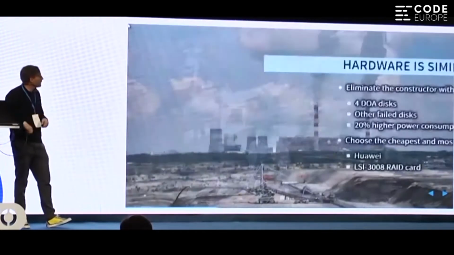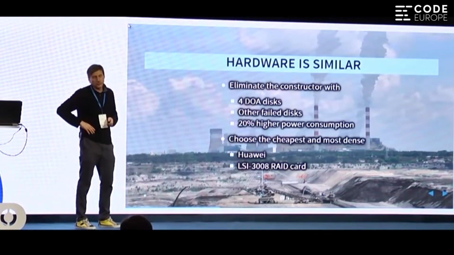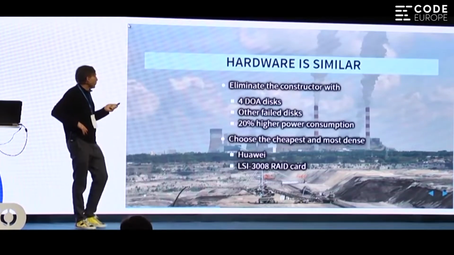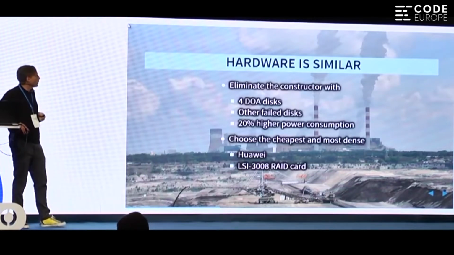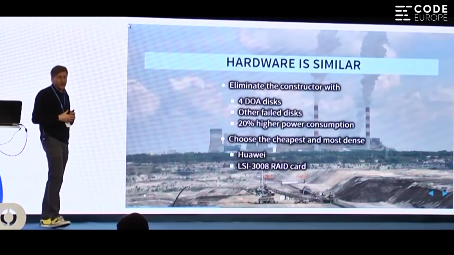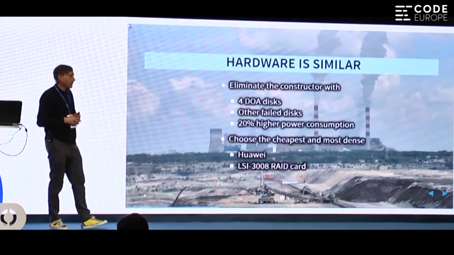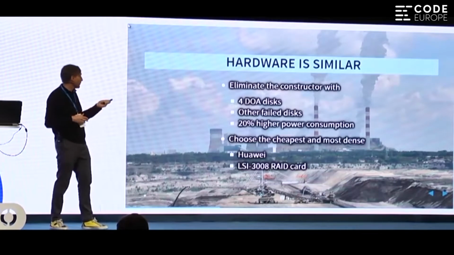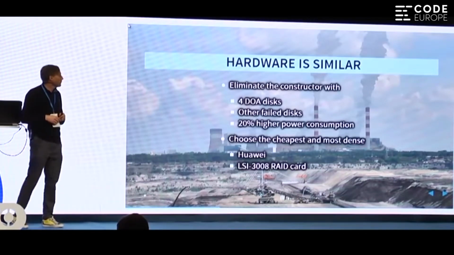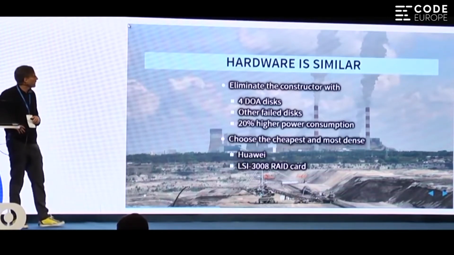So we ran these tests, and what we found is that they were almost the same. One of the constructors managed to provide us with 4 dead on arrival disks, so that was a negative point, and more of their disks failed, and they used 20% more power than the other constructors, so we eliminated that constructor. And then the remaining 2 were our historic constructor HP and a cheaper one, Huawei. So we bought some Huawei machines with this LSI 3008 RAID card.